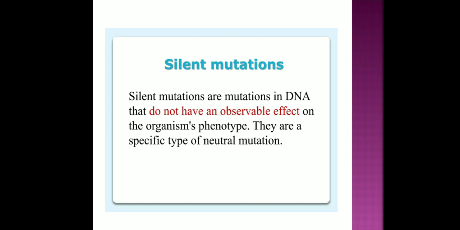So next we are going to learn silent mutations. Silent mutation: a change of three bases in the DNA may result in the substitution of a new amino acid in the polypeptide chain. When the substituted amino acid is closely related to the original amino acid, the mutation has no detectable effect on the phenotype of the cell. This mutation is called a silent mutation.